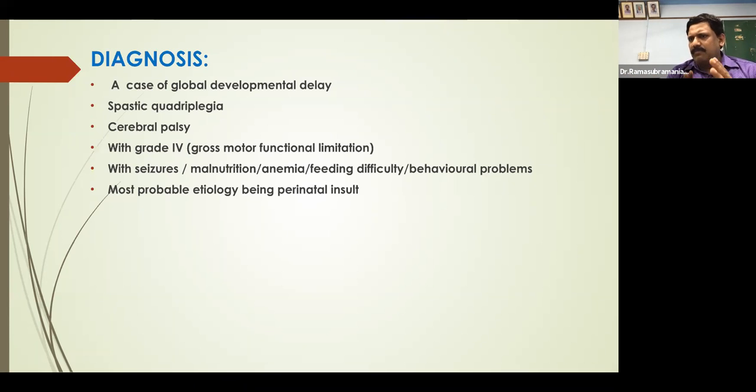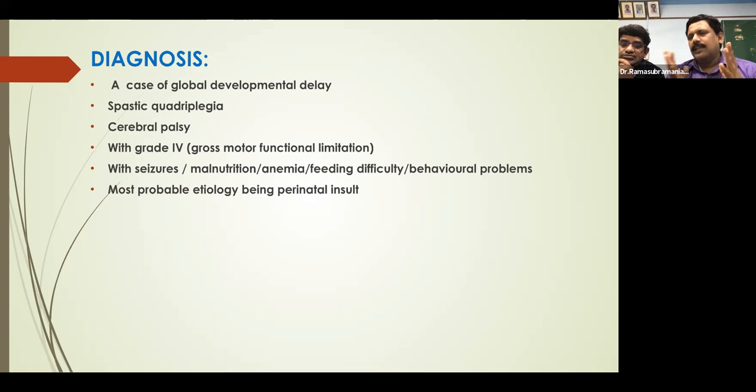The child is having some visual defect. Maybe the child may be following some bright objects, accepted. But still, we are not sure whether the vision of this child is totally normal or not. So that's why the child is having nystagmus. It's not able to fix to a particular object. It may have nystagmus, and the child is also having convergence squint. So you'll have to do a visual assessment for this child.